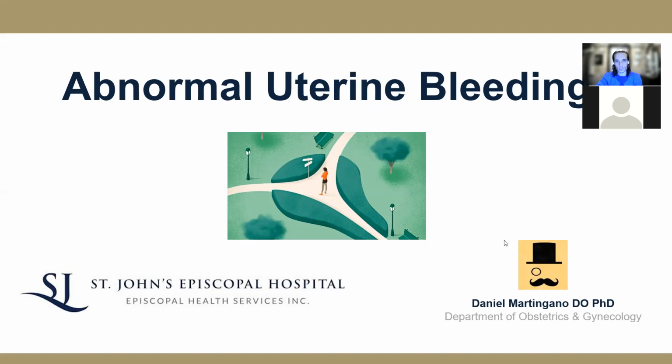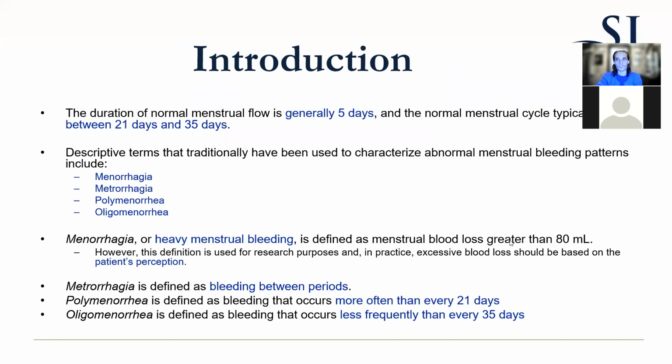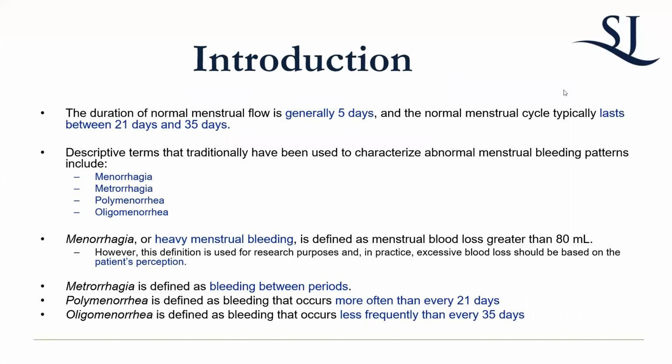This isn't the first time you've heard of this. When it comes to abnormal uterine bleeding, it's very much in reference to your menstrual cycle. So that's probably one of the most important historical items that you'll ask a patient. Even if they don't really know what their menstrual cycle is, even that information itself is of importance, as you'll see.